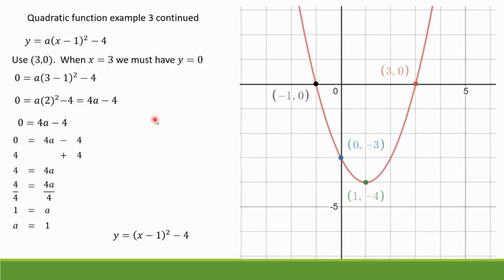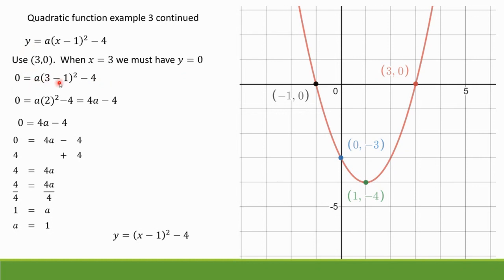See, I used the point (3, 0). That's what I did. Since I'm using this point, this tells us that if x is 3, y has to be 0. If x is 3, then we have to get y equals 0. Y, again, is f of x, where f is the function. So if x is 3, y is 0, we plug it in. Now we can find a.